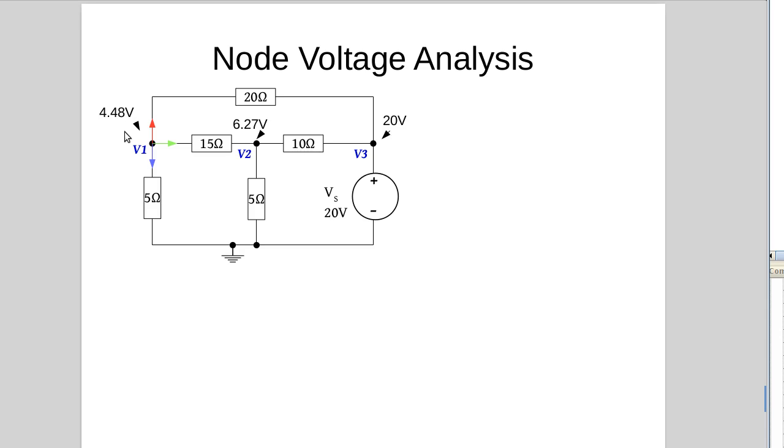So 4.48 seems within the ballpark. Let's ignore all the outer circuit and just look at these two resistors here. 10 and 5 in series. 10 plus 5 is 15. 5 is a third of 15. That's a third. A third of 20 volts would be 6.67. So that seems like it could be within the ballpark. So 6.67 and 4 here, and we stick a resistor between them. That would drag this one down, that would drag this one up. That seems reasonable. Is there any way we can actually check it's correct?